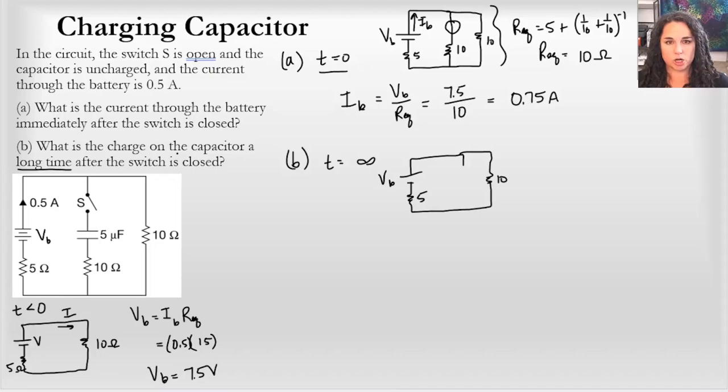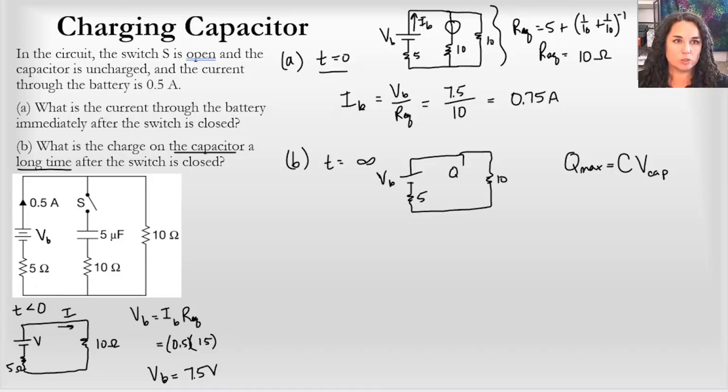It says, what is the charge on the capacitor a long time after the switch is closed? So a long time after the switch is closed, this is what our circuit looks like. We're going to have charge on that capacitor. It's going to be a maximum charge. And so if we want that maximum charge, we're going to take the capacitance and multiply by the voltage over that capacitor.